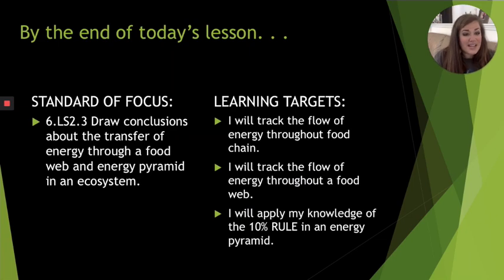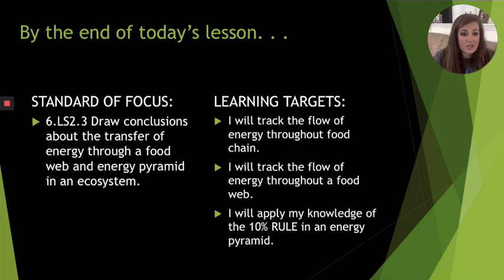As we get started today, I wanted to make you aware of the standard that we're going to be focusing on. Our standard for today is 6LS 2.3, which says draw conclusions about the transfer of energy through a food web and an energy pyramid in an ecosystem.